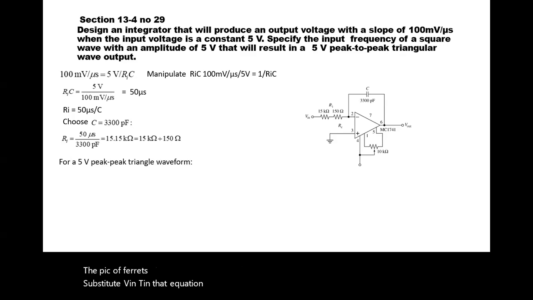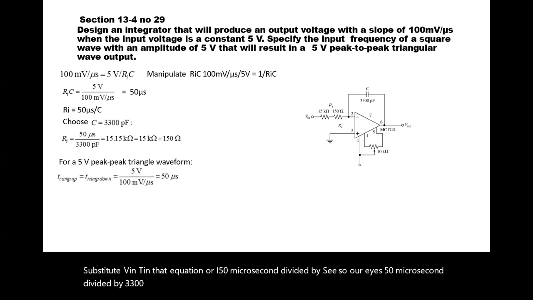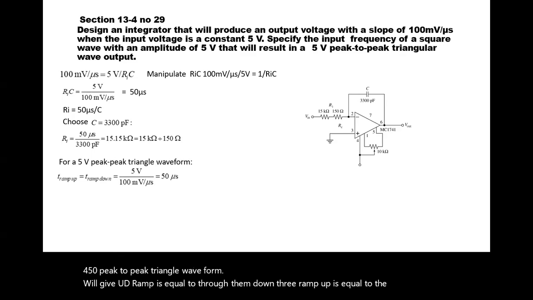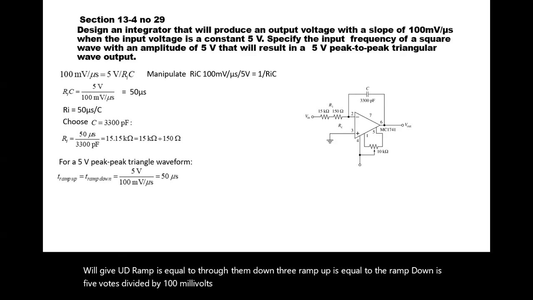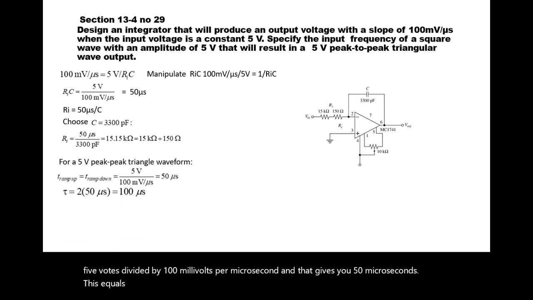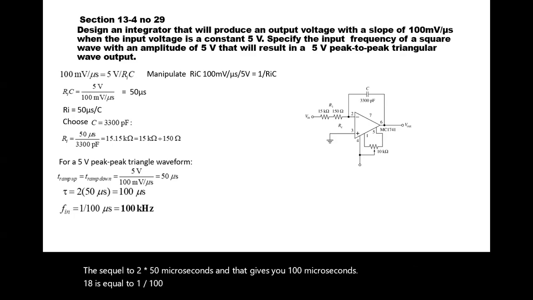For a 5 volt peak-to-peak triangle waveform, T ramp up is equal to T ramp down, which is 5 volts divided by 100 millivolts per microsecond, and that gives you 50 microseconds. T is equal to 2 times 50 microseconds, and that gives you 100 microseconds. F in is equal to 1 divided by 100 microseconds, and that gives you 100 kilohertz.